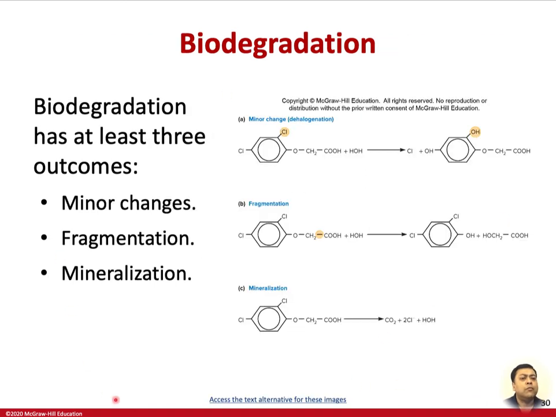So the first thing that we are looking at is biodegradation. Why do we need this process? Biodegradation is very important because there are many different types of chemicals that, when they are released into the environment, are toxic. They can pose serious environmental toxicity and pose a threat to the environment. So we need to degrade them, and in this process, microbes do help. And there are minor changes, fragmentation, and mineralization.